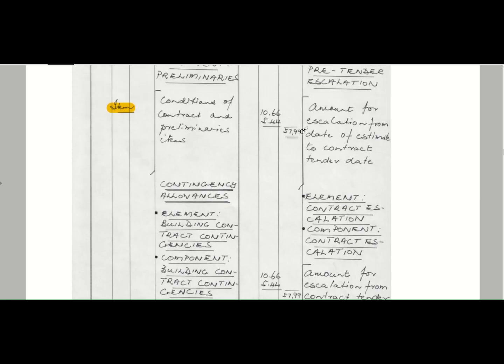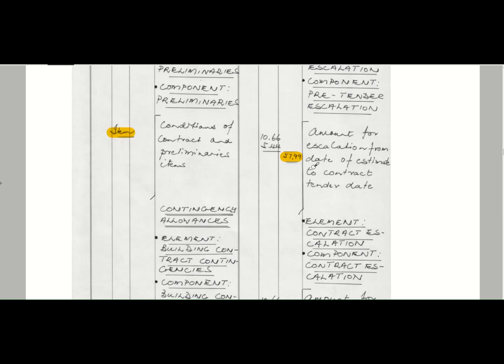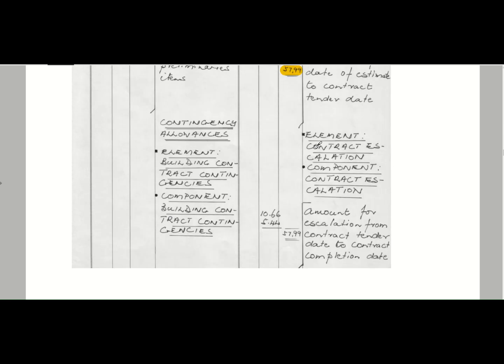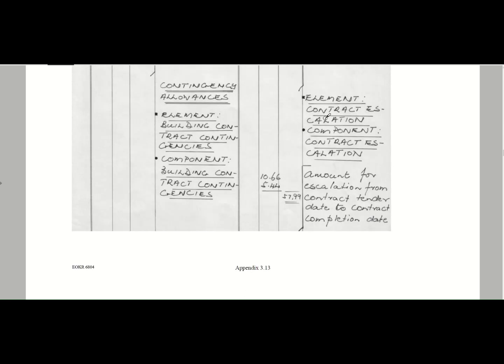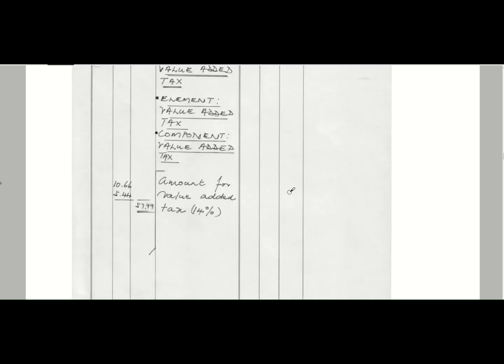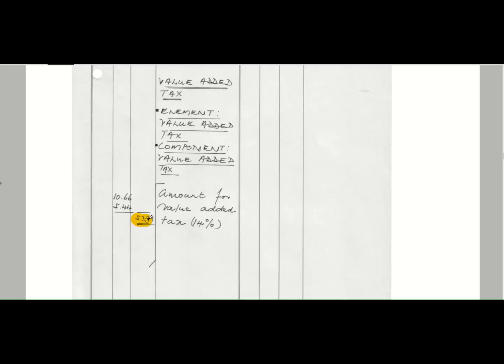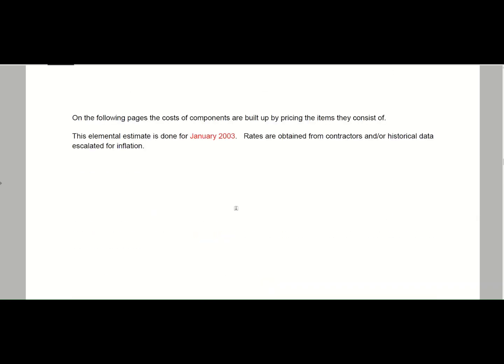You will see another thing is your pre-tender escalation. For our purposes, it's not going to be necessary to look at pre-tender escalation. Elemental contract calculations. Okay, all just square meter, and then you will see the VAT component just added to that. Okay, so the following pages, the cost components are built up by pricing the items they consist of.